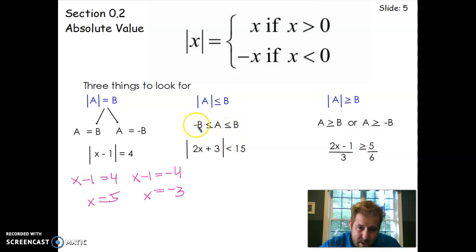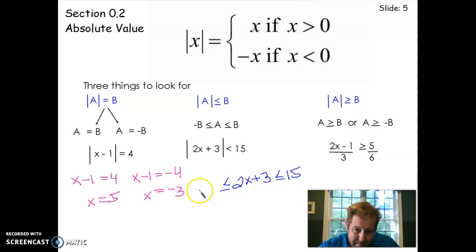All right, so now when you have it less than or equal to, you're always going to set it up like this. Take whatever the A value is, whatever's in the absolute value, 2x plus 3, which is going to be less than or equal to the B term over here, 15, and also greater than or equal to the opposite, its inverse, which is this. And I'll show you the reason why this works out later on.